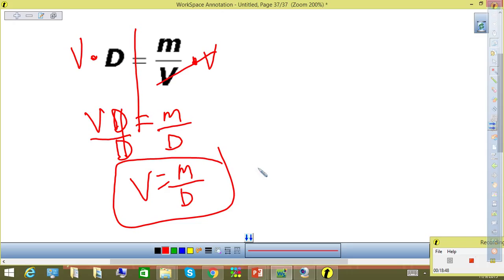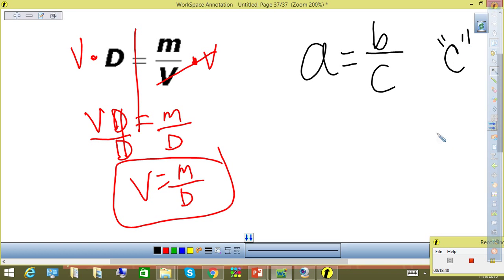Did everybody see it? Well, yeah, but you need to show the work so that I can see that you're not just saying, oh, I'll just switch it. All right. Let's see this one really quick. 20 seconds. A equals B over C. Solve for C. Let's see how you do.